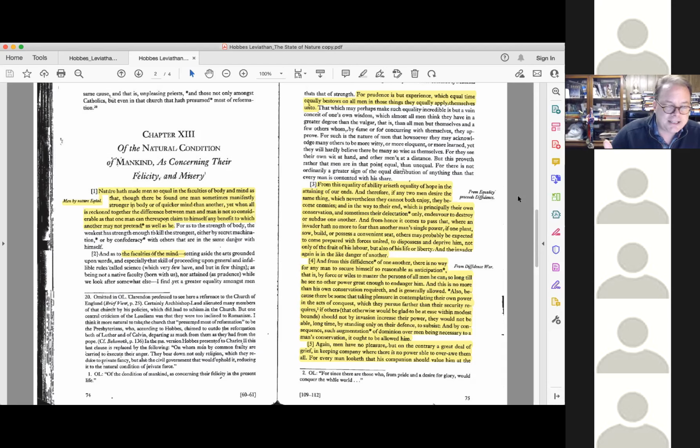And then he talks about something else. We come in conflict out of competition. We come in conflict out of fear of what other people might do to us, and we act preemptively. And then the third one he says is that there are certain people who take pleasure in contemplating their own power in their acts of conquest. And these are the people who want to bonk you on the head simply for the pleasure of doing it, because they want recognition. They want to place themselves in a position of superiority to you. Notice the first two explanations don't involve that motive at all.